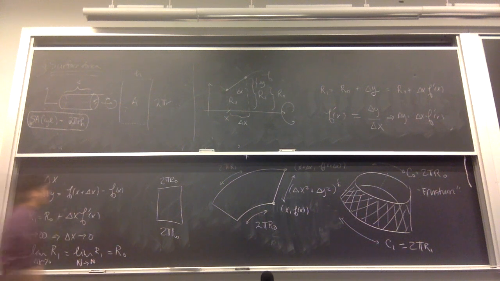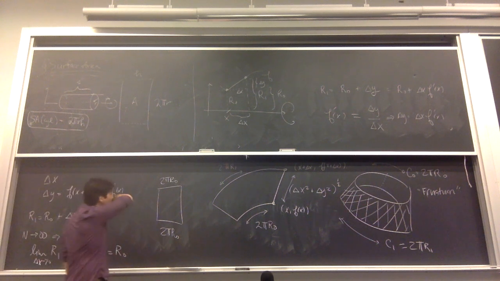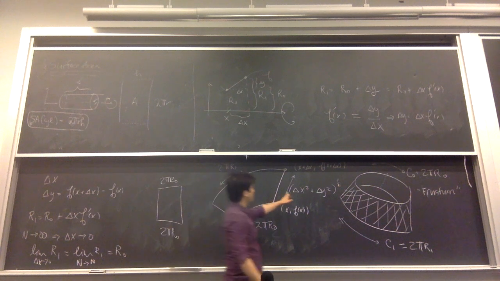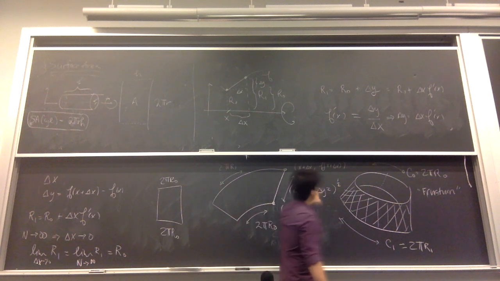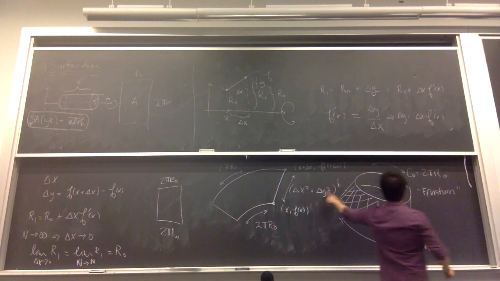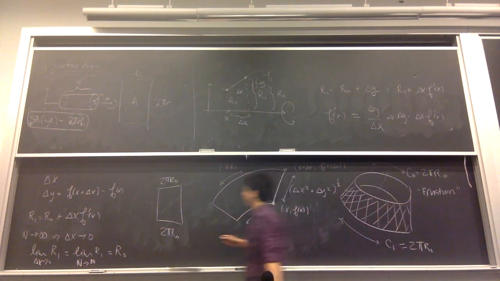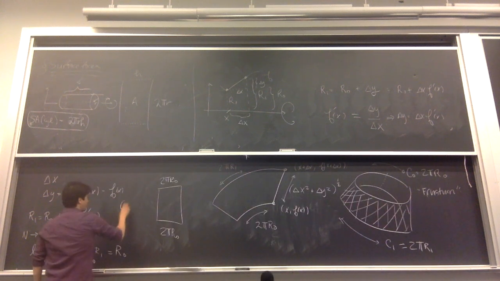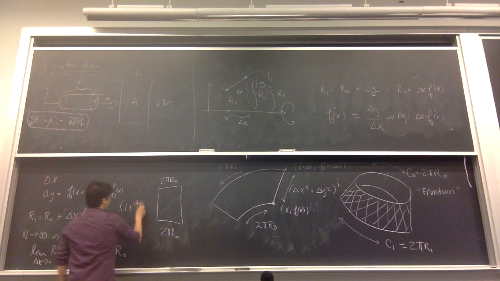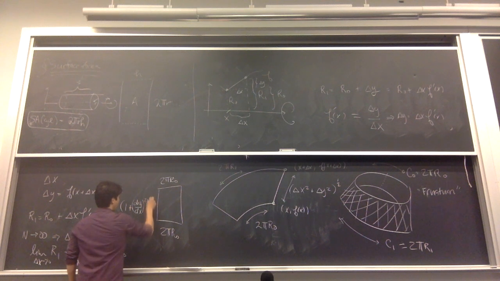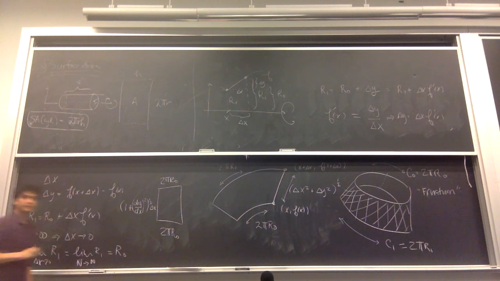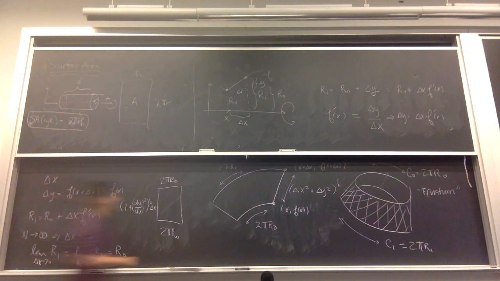Okay, so all we need now is this length, and we're going to play the same game. I have delta x squared plus delta y squared, which we worked out before. So this is going to be the square root of 1 plus dy/dx squared, times delta x. Okay, so I've got to wrap this all up now.